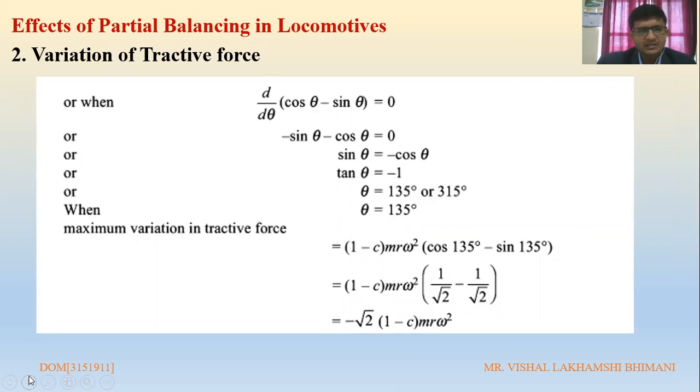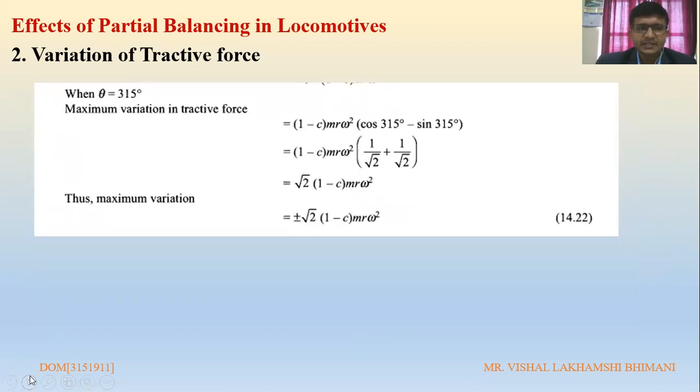So when theta is equal to 135 degrees, the maximum variation in tractive force is equal to (1 minus c) m r omega square, by putting the values cos 135 and minus sin 135. Then by simplification, (1 minus c) m r omega square in brackets (1 by under root 2 minus minus 1 by under root 2). So that is root 2 times (1 minus c) m r omega square.